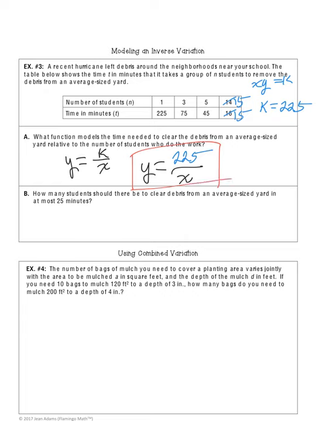Okay, so then part B says, how many students should there be to clear the debris from an average size yard in at most 25 minutes? So 25 minutes is going to be our x. So this right here is our x. And so we don't know y. So y equals 225 divided by, and they just gave us our x as 25. So let's go ahead and divide those out. 225 divided by 25, and we get 9. So y is equal to 9. All right, so you're going to want to write that out as therefore.